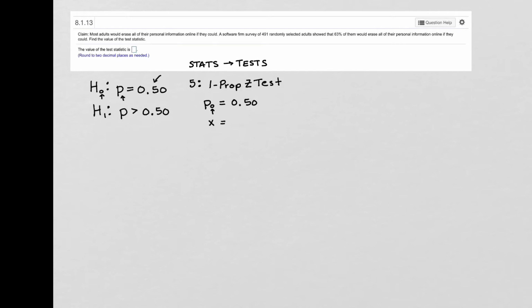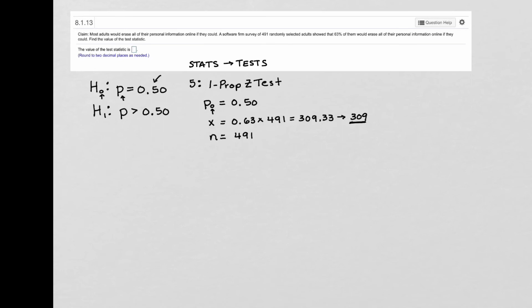All right, so P0 in this problem is 0.50, and then we have the value of x. I'm going to calculate this value by taking 63% times, what did we have? 491 randomly selected adults, and we get 309.33. We have to turn this into a whole number. I'm going to round that to the nearest whole number, and that is 309. So 309 is what you actually want to put in there for x. N is the number in the sample, and that's the 491.